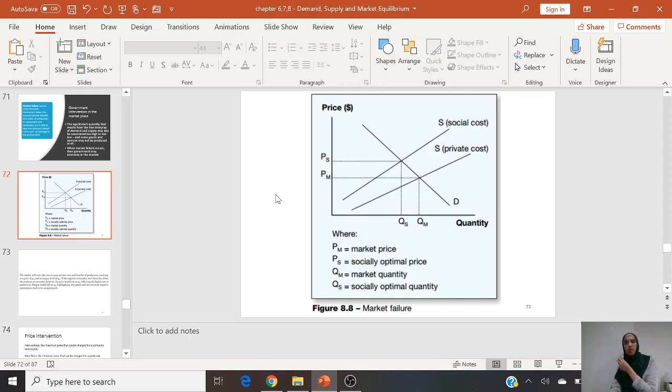So private cost has PM and QM. PM is the market price. So how much are you selling it for? And QM is the market quantity, the quantity that you have produced, considering the cost that was spent on it. That's it. Then, however, social cost has PS, the socially optimal price, and QS is the socially optimal quantity. Now we're going to try and understand what that actually means.